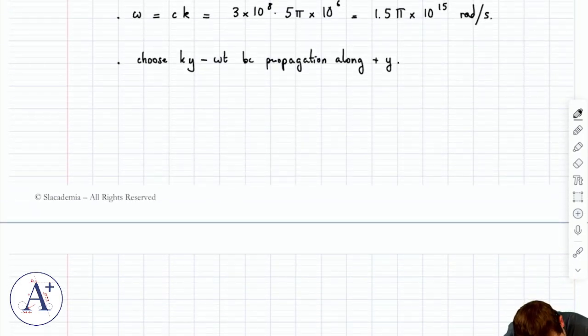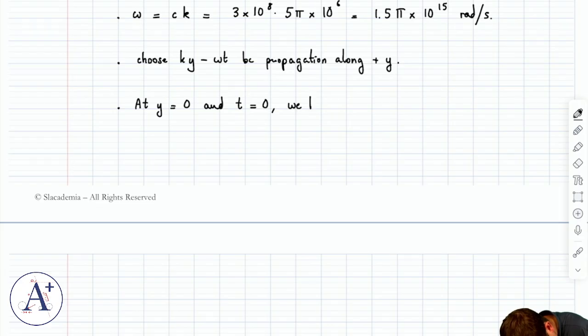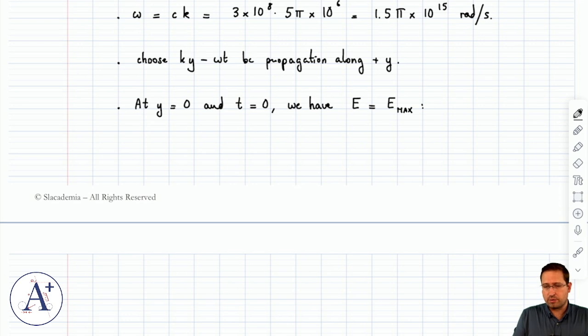So we're going to say our initial condition is that at y equals 0 and t equals 0, we have E equal to E max. That's my initial condition. It could have been anything else, right? It would have been given by the graph. In this case, it's pretty easy to read and easy to write. At y equals 0 and t equals 0, E is maxed out. Okay, fine. So what does that mean?